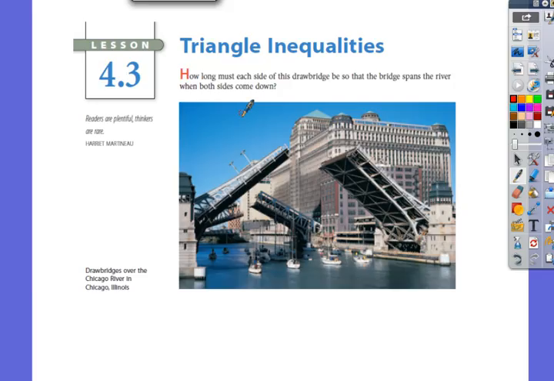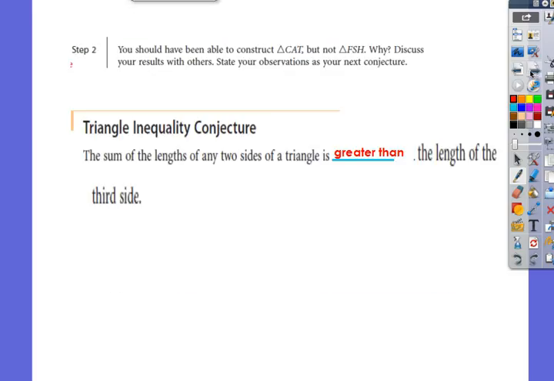So after you've written 4.3 triangle inequalities, we're moving to the next slide, and this is the thing that I want you to know. Please write down triangle inequality conjecture. The sum of the lengths of any two sides of a triangle is greater than the length of the third side. And so the bridge example, let's say we have the ground.